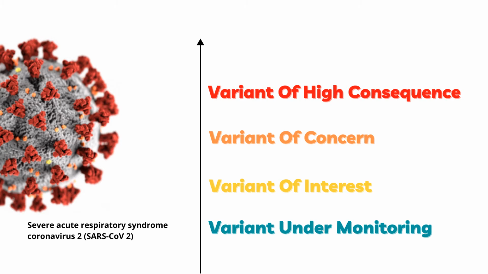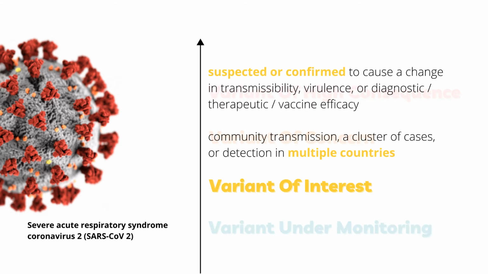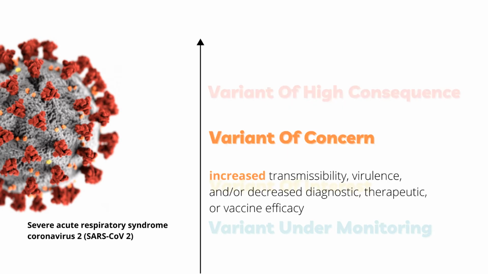Variants under monitoring are variants with mutations suspected to cause a change in transmissibility, virulence, or diagnostic, therapeutic, vaccine efficacy. Variants of interest are variants with mutations suspected or confirmed to cause a change in transmissibility, virulence, or diagnostic, therapeutic, vaccine efficacy, plus community transmission, a cluster of cases, or detection in multiple countries. Variants of concern are variants with increased transmissibility, virulence, and/or decreased diagnostic, therapeutic, or vaccine efficacy.